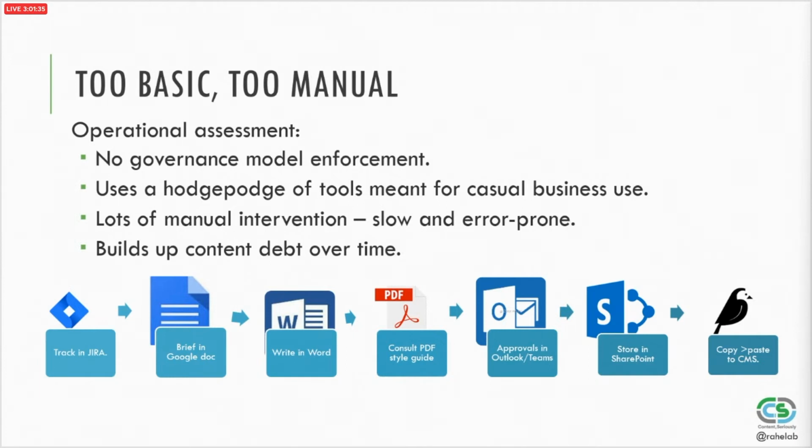So there's really no governance model that's being enforced here. It's this hodgepodge of tools, and the tools are meant for casual business use. Microsoft Word was invented before the internet, before the web. It was not meant for production content. It's just meant for letters and reports and things like that, for long form content. It's not meant for componentized content that needs to be tagged up with metadata and then sent into a system. So if you're using that and there's lots of manual intervention and it's slow and error prone, that means you're going to build up content debt over time because you're going to get out of sync.